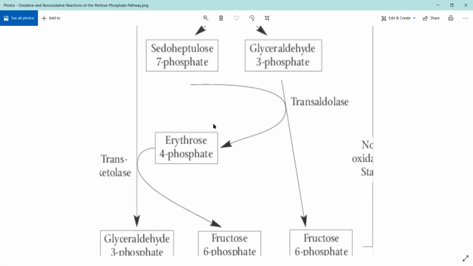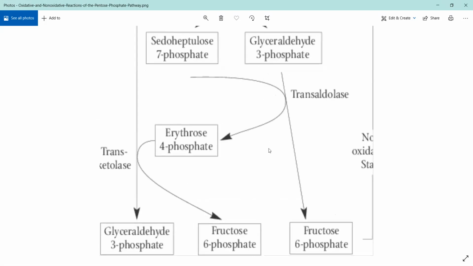Okay, in the presence of transaldolase, a different enzyme, these two will combine again and you will get, see here it is 7 and 3, right? Total will again be 10. They will again unevenly be distributed. Uneven distribution is occurring in such a way that you are getting a single 4 carbon molecule and the other 6 carbon molecule. The 6 carbon being fructose, the 4 carbon being erythrose.